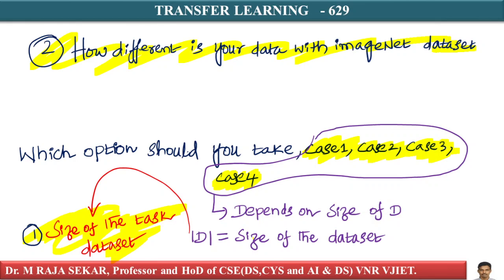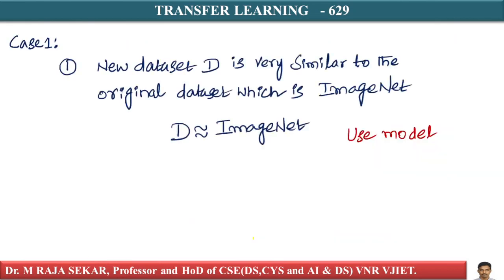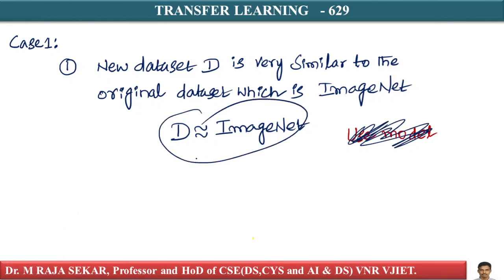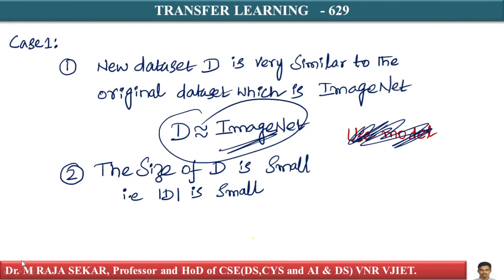Let's write the cases. What is my case 1? Case 1 is if your new data set is very similar to the original data set, which is ImageNet, isn't it? Just for the time being, understand this one. If your new data set capital D is very similar to ImageNet, and another condition is the size of D is also small. Yes, the size of D is small.